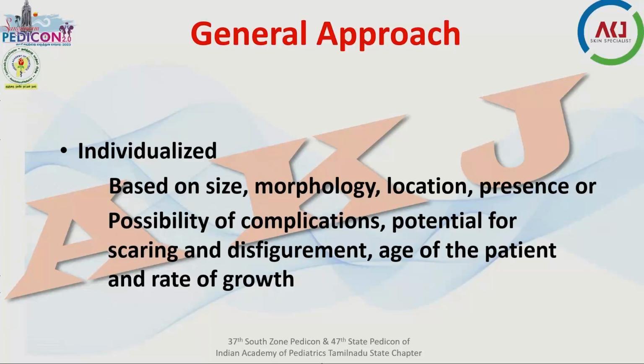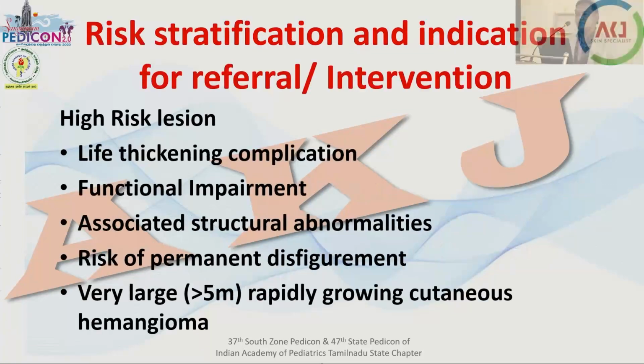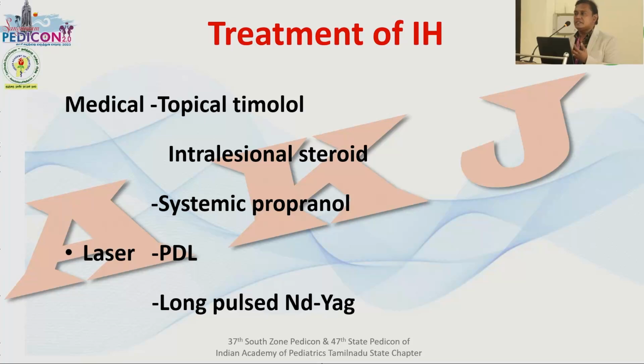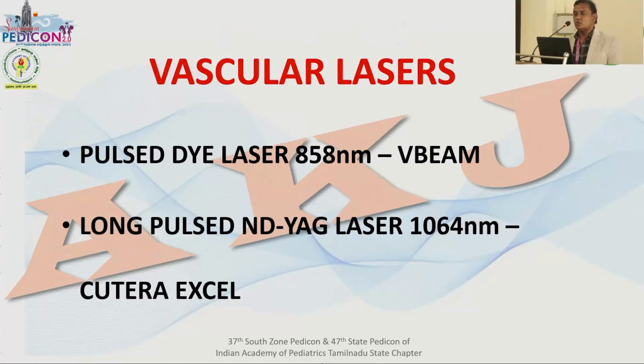The general approach: there is a variety of things that can be done. Apart from lasers, we heavily depend upon beta blockers. And my only concern with beta blockers is, for a disease which is as localized as hemangioma, which is not multiple, which is not systemic, why can't we try laser? I will show you my work on laser with IH. Though propranolol is expected to work, it doesn't require a lot of money to prescribe for the patient to take propranolol, but the laser has its own role. These are the lasers.